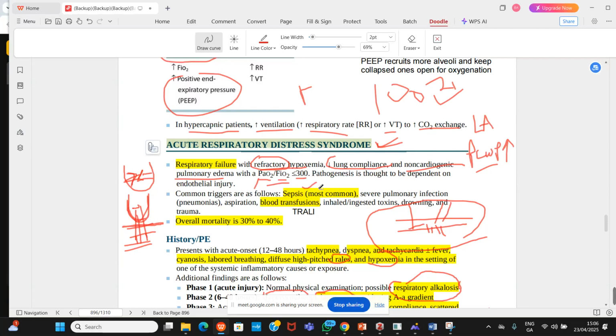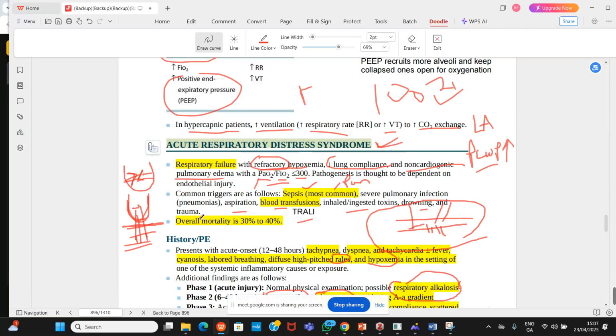So what are the common triggers? The number one trigger that you must always remember in your exam is sepsis. That's the number one, sepsis. It could be from pancreatitis, sometimes even pancreatitis. You know, pancreatitis, sepsis, pneumonia, aspiration, blood transfusion, fluid overload, toxin being ingested, drowning. Drowning is a very common one, taking a lot of fluid into the lungs from drowning.